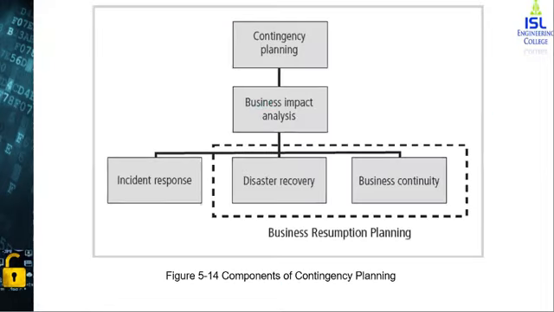Now, within this continuity planning, you've got a business impact analysis. This business impact analysis is split into three types: incident response, disaster response, and business continuity planning. These are the three components of contingency planning, and we'll be studying each of them in detail. Disaster and business continuity are also called business resumption planning.